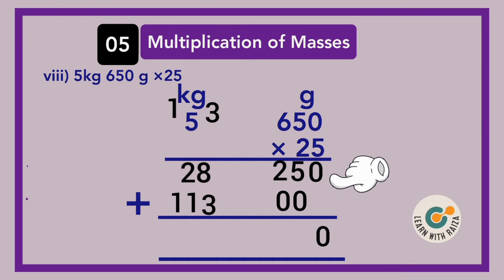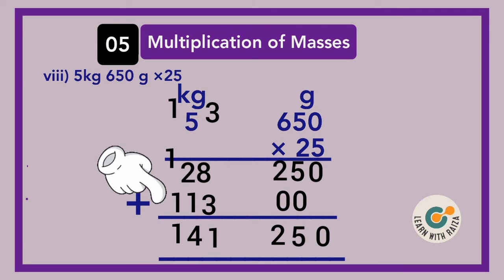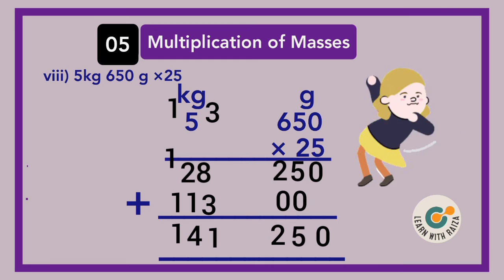0 comes down. 5 plus 0 is 5. 2 plus 0 is 2. 8 plus 3 is 11. 2 plus 1 is 3. 3 plus 1 is 4. And here the 1 comes down. So the final answer is 141 kilogram and 250 gram. This is another method of multiplying kilograms and gram value by 2-digit numbers.